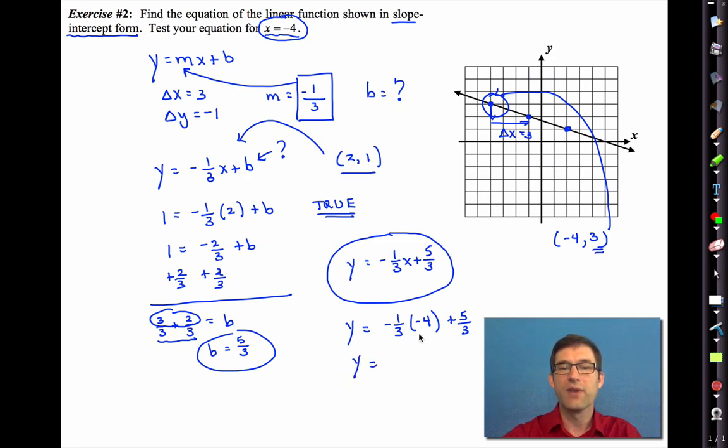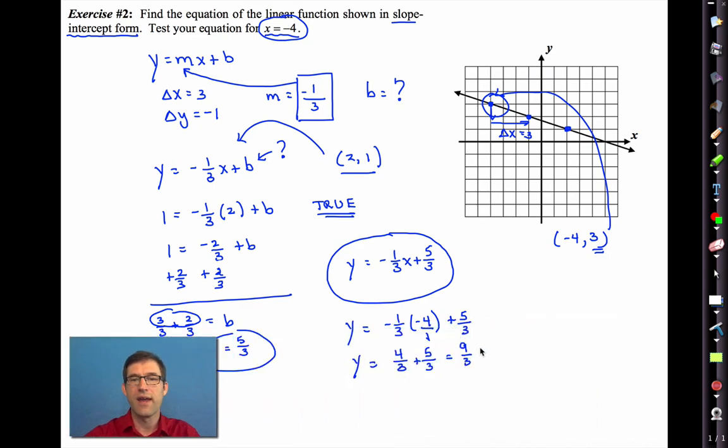Don't forget that a negative times a negative is a positive, and -1/3 times -4 is 4/3. Remember, when multiplying fractions, you simply multiply the numerators, multiply the denominators. Plus, it just makes sense. If I have 4 times 1/3, I have 4/3. Think about that a bit. So we'll have 4/3 plus 5/3, which is 9/3, and 9/3 is the same as 3. So it checks.